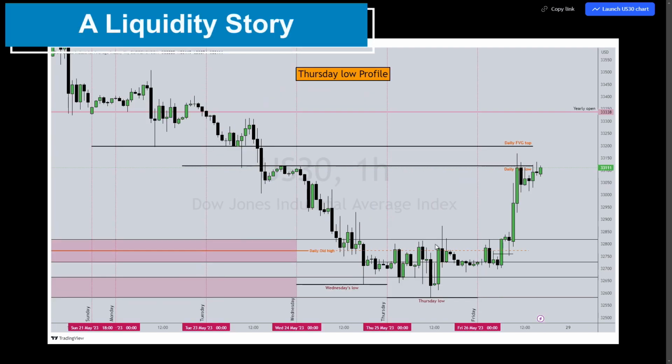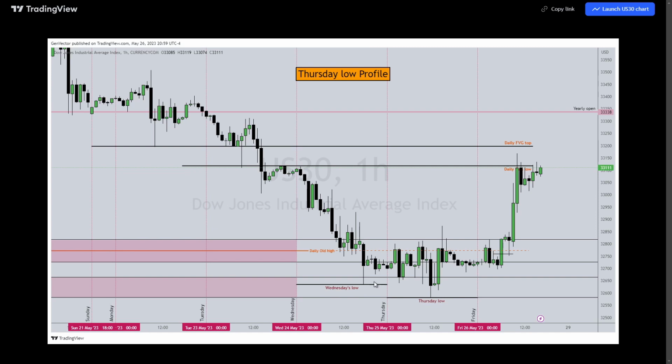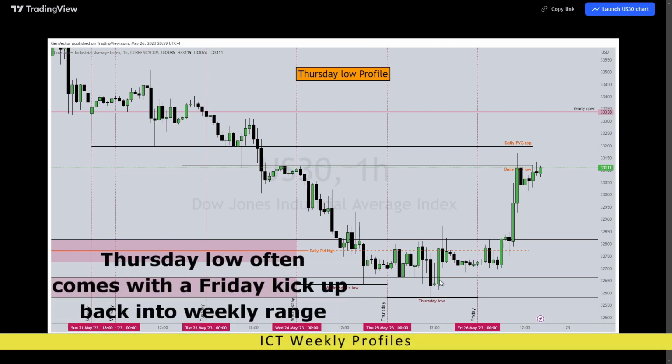So here's that hourly chart. Thursday low profile was what I was expecting. As price made this wick on Wednesday, I was waiting to see if we would make a further dip on Thursday, which we did, and then we started to see price shifting out.